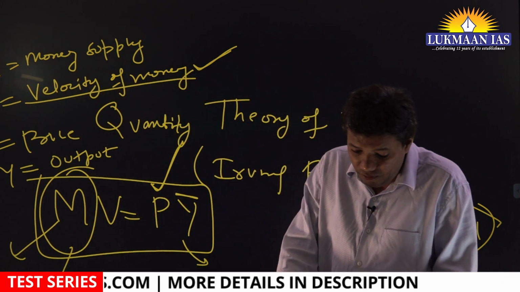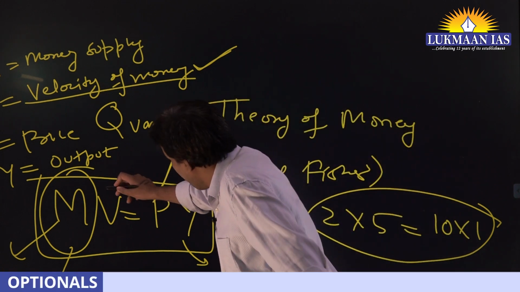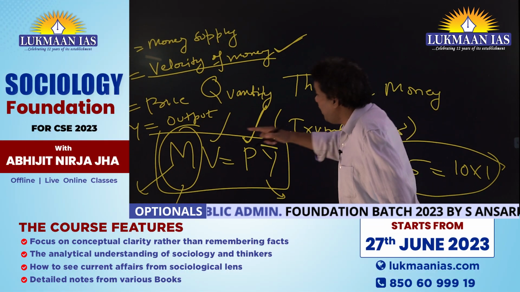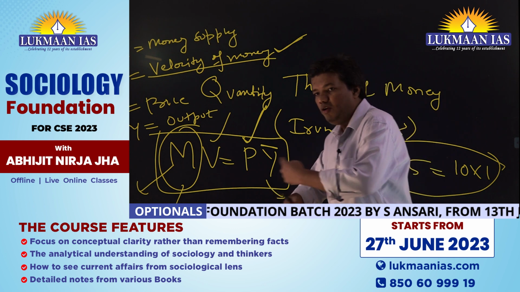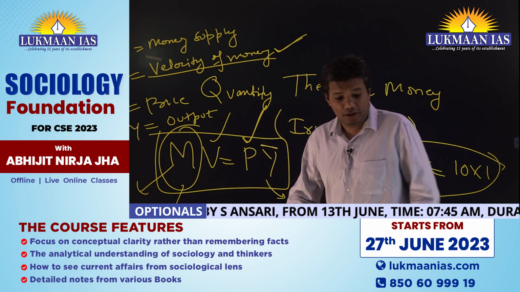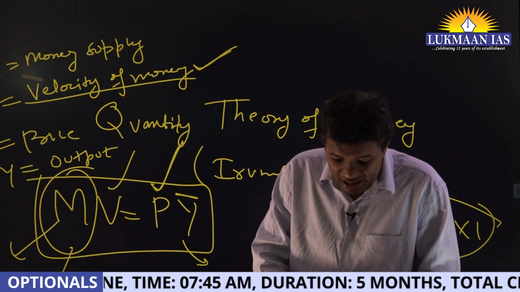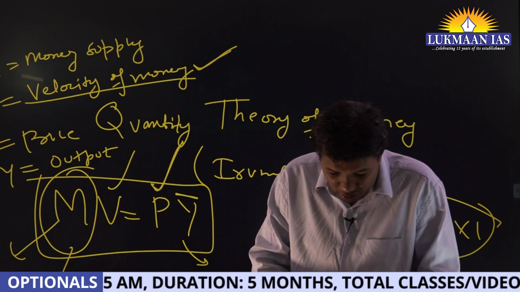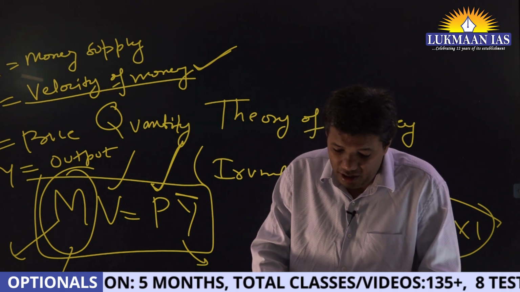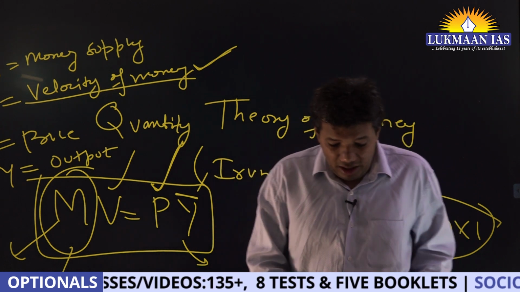Second thing, he said, directly as the velocity of its circulation. That means as your velocity is higher, because of that also the price will be higher. If the number of transactions happening is large, then also your price will increase. And inversely as the volume of trade done by it, right? So this is the volume of trade. Okay, so this is the important thing.